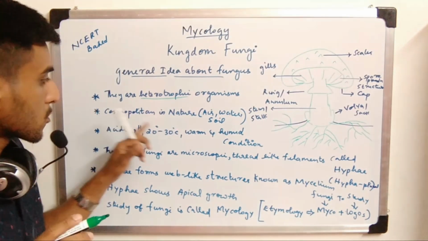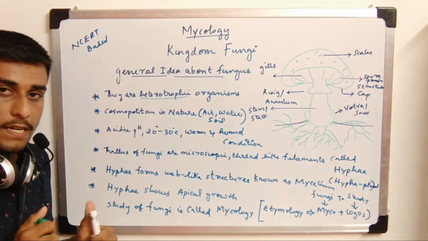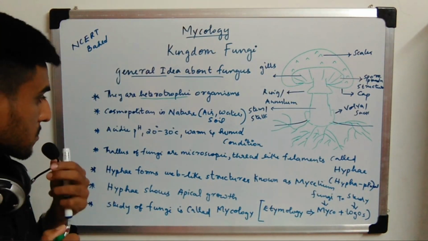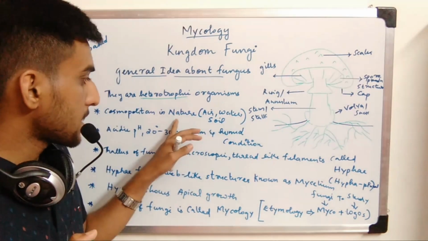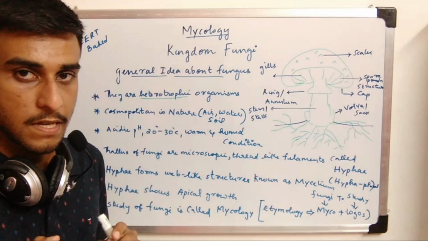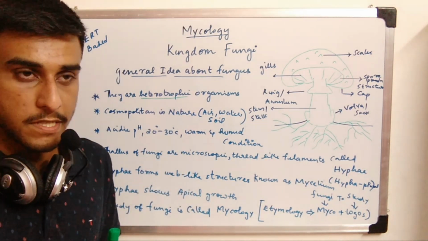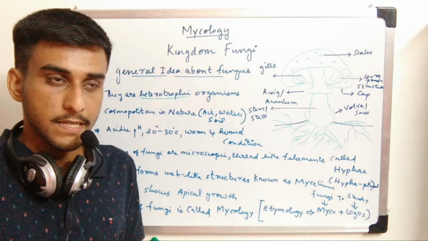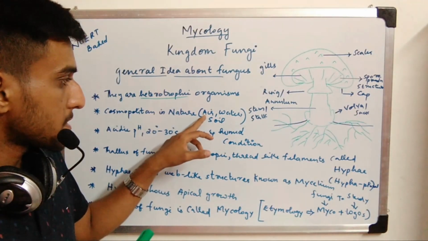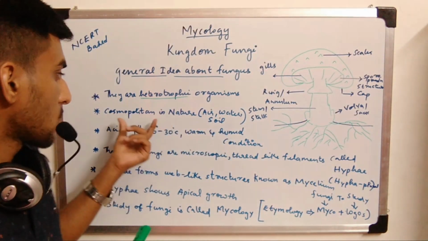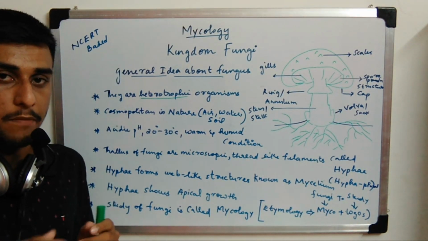The next point is that they are cosmopolitan in nature. Cosmopolitan in nature means they are found everywhere. Fungi can be found in air, water or soil. Fungi reproduce by mainly three methods. One of the methods is vegetative propagation or the asexual method. In the asexual method of reproduction, they release spores. The spores can be seen in air, water, soil, so we can say that they are cosmopolitan in nature. Cosmopolitan means they can be seen everywhere.